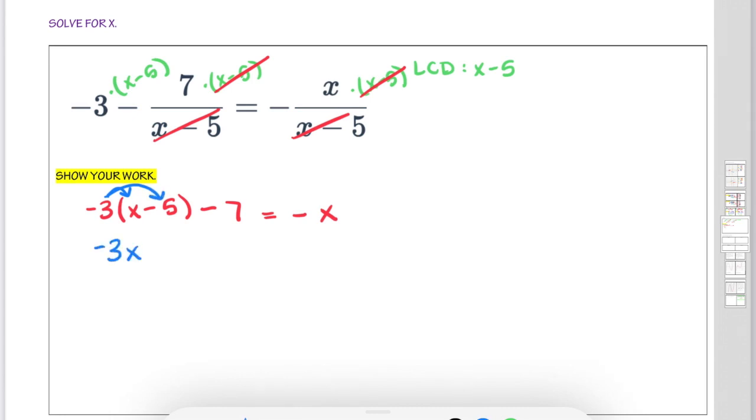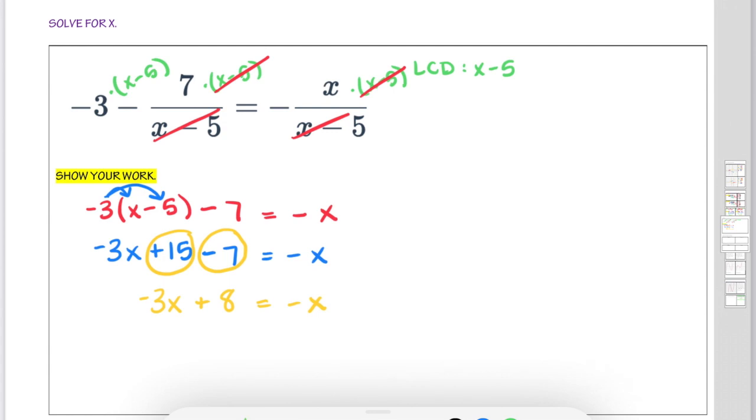My next step, just like before, I do have some distributing I can do. So negative 3 times x is negative 3x. Negative 3 times negative 5 would be positive 15. And then carry down the minus 7 equals negative x. I want to combine like terms I have here. So I can combine positive 15 and negative 7. When I say combine like terms, I mean like terms that are already on the same side. So the 15 and the minus 7, I'm going to carry down the negative 3x. Positive 15 minus 7 gives me 8. Carry down the negative x.